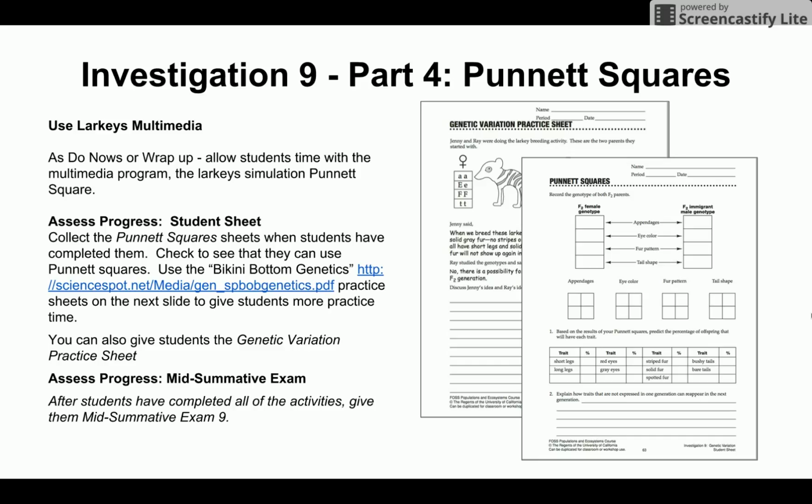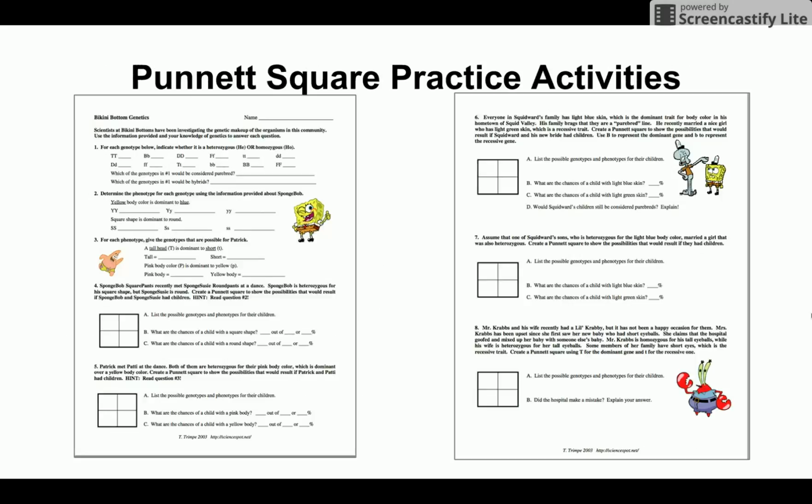Assess students' understanding of the entire investigation by giving them mid-summative exam number 9. You can give students more practice time on Punnett squares using a Bikini Bottom genetics practice sheet located here. This concludes investigation number 9.